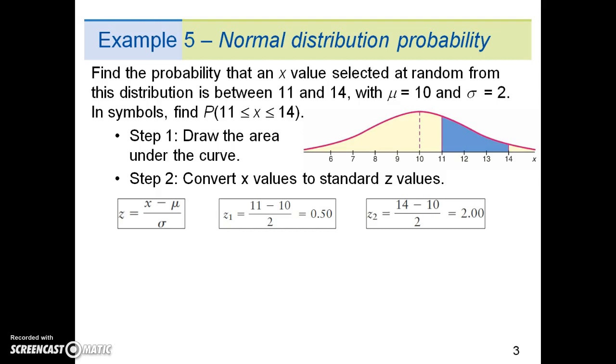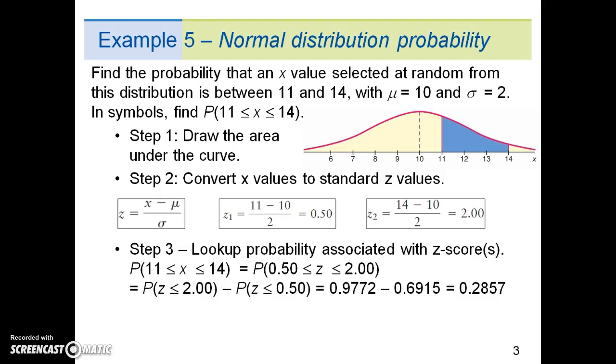So we're taking the information that's provided and plugging it into z. We first start with z1, which is our lower bound of 11. So x equals 11, mu equals 10, and sigma equals 2. So our z for the lower bound is 0.5. Then we look at z for the upper bound, where x equals 14. The mu is still 10, sigma is still 2. When we do the math, we get a z value for the upper bound of 2.00.